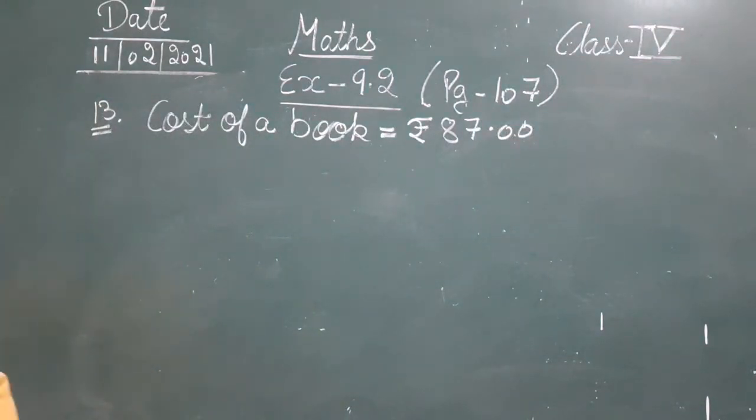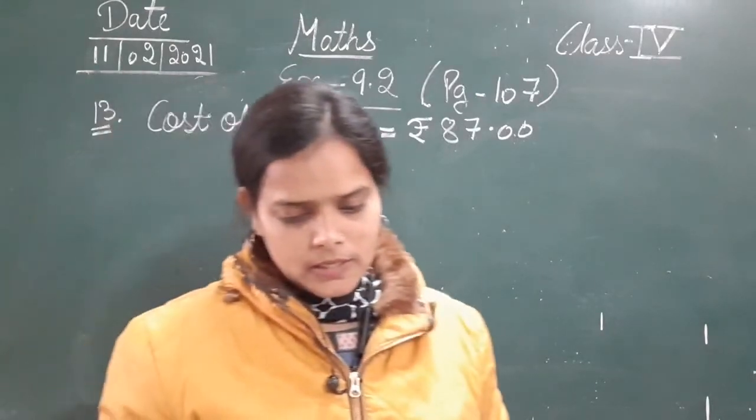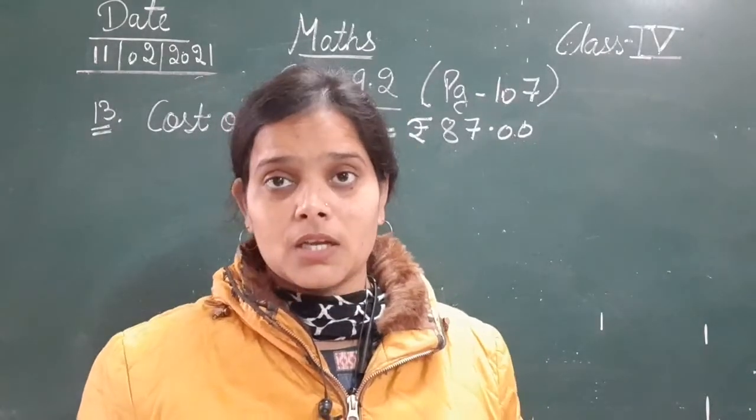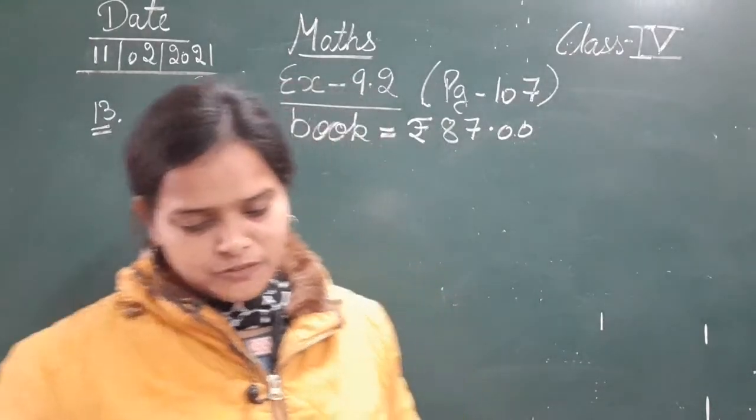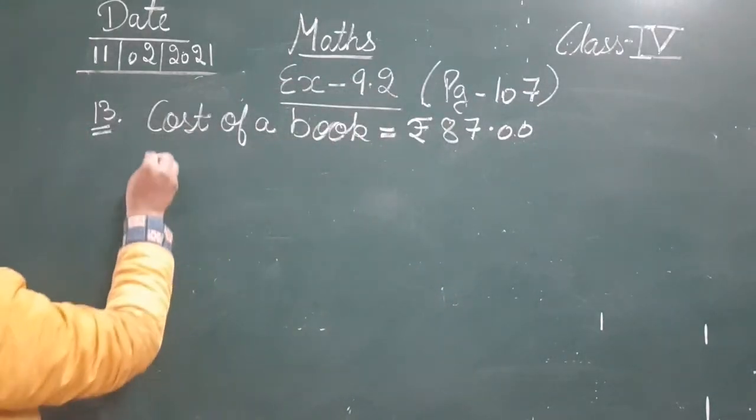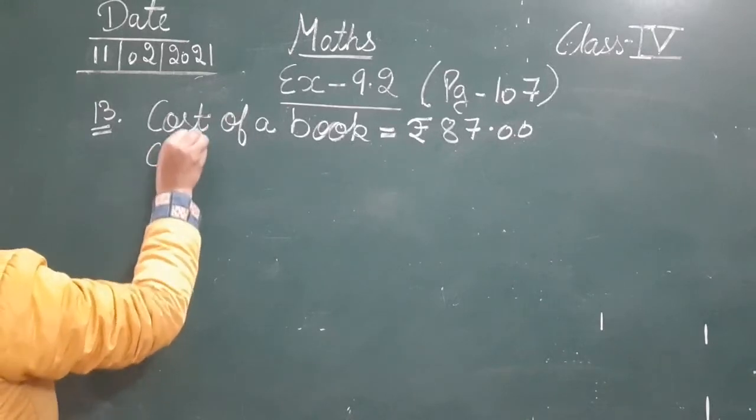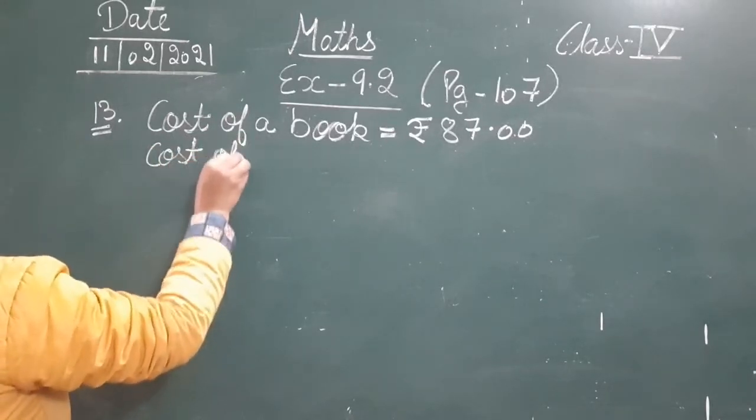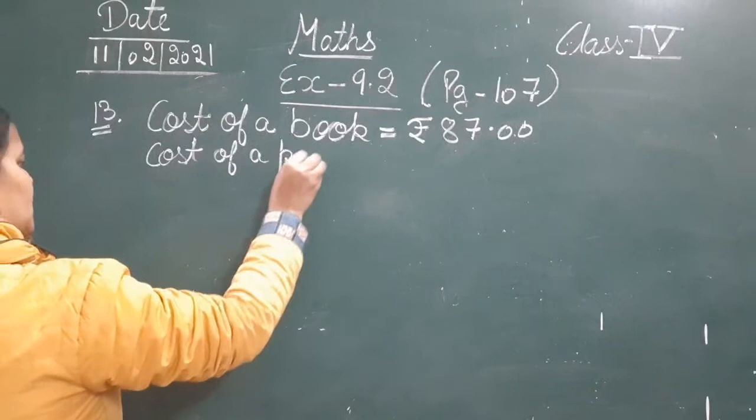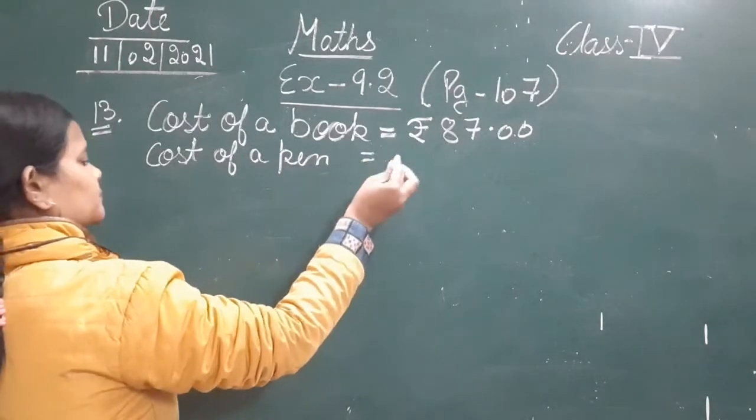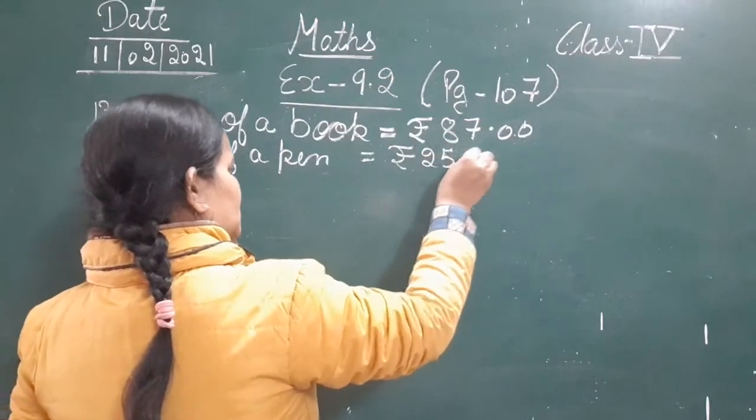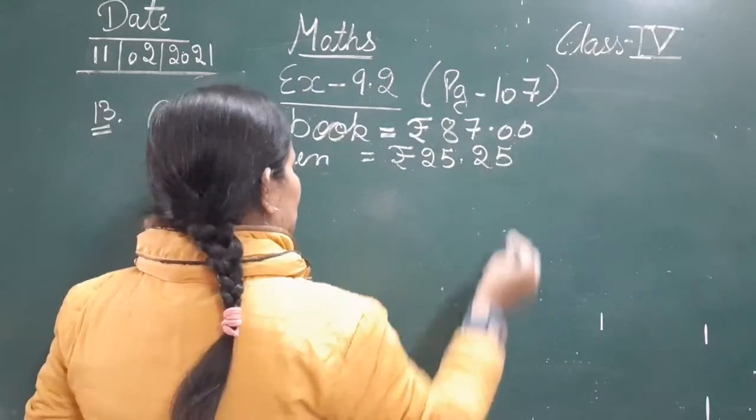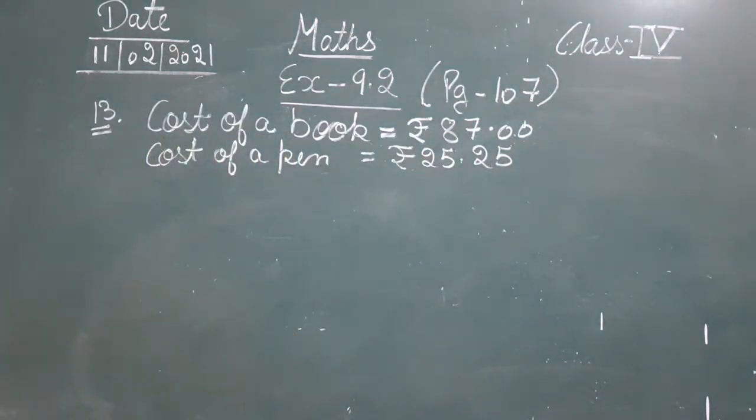The second item bought by Rekha is a pen. So the cost of the pen is equal to 25 rupees and 25 paise. This is the cost of the second item that she had bought.